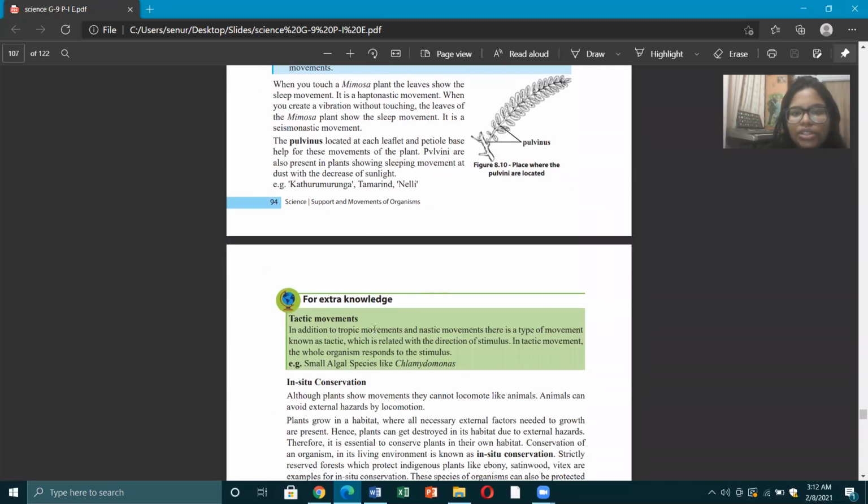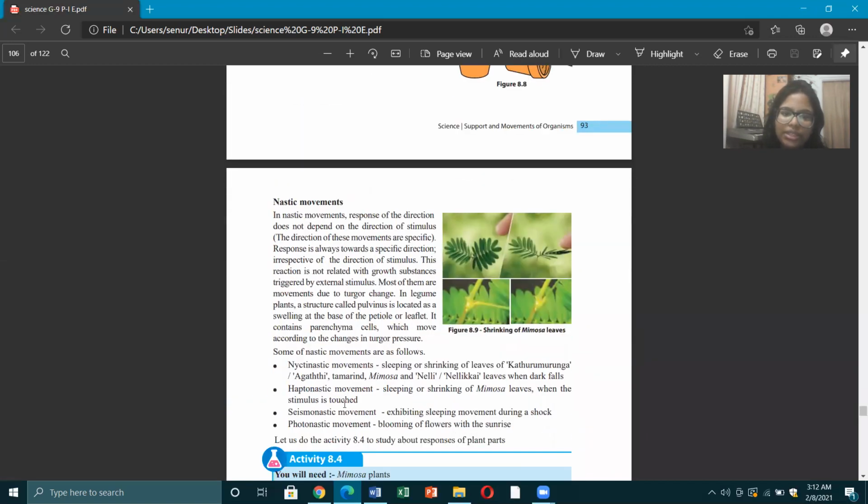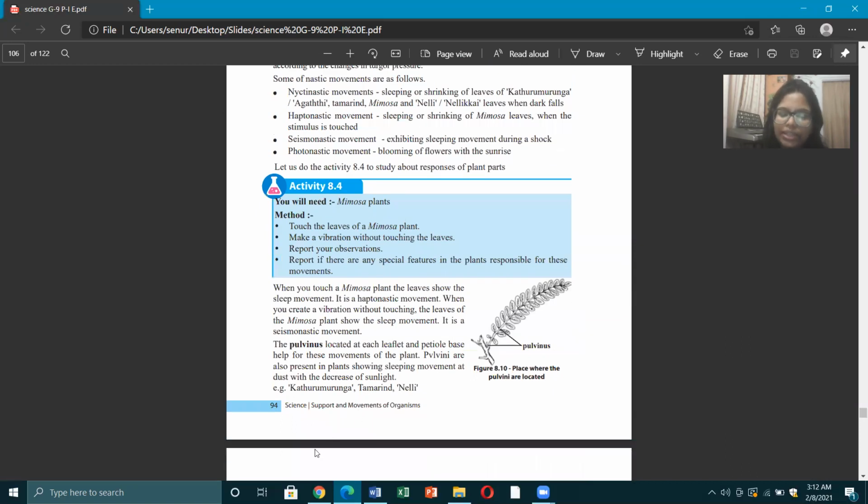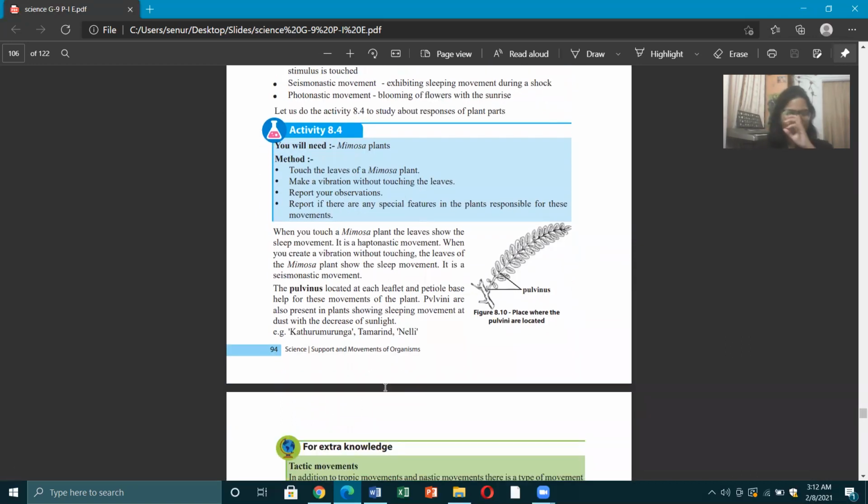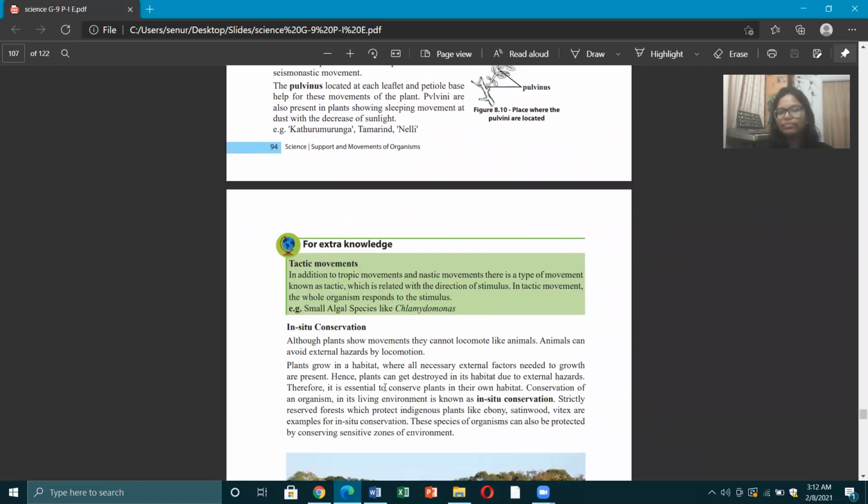So yeah, that's about it. And children, there is a structure called the pulvinus. Okay, so it's here. It is found at each leaflet and petiole base, you can see it here. So that helps the movement of the plants. That means the pulvinus supports all the plants that sleep or curl up. Yes, with the decrease of sunlight, what we said about nyctinastic, that they wilt in darkness, there too it is the pulvinus that supports this movement. We said it is found in katuru murunga, tamarind, nelli and similar plants.